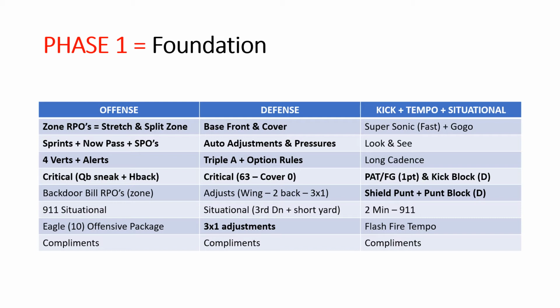So week 1 offensively, we want to just start with our zone RPOs, and I'm an outside in guy. I believe in doing stretch outside zone to split and slice inside zone. And then we use natural pass partners, which would be same blocking technique, and that's going to be our sprint out pass, our now pass, and our screen pass options. Next then is our 4 verticals, pocket pass, and then the alerts off those RPOs.